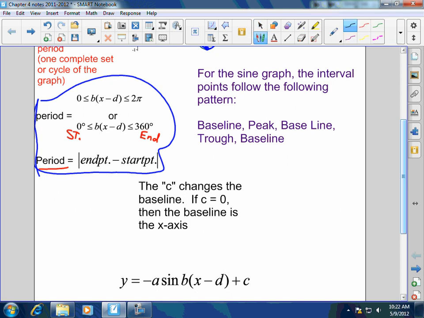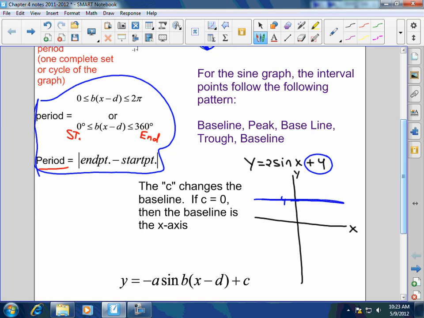So just so you can kind of get a little picture, let's just say I had the sine of x plus 4. Okay? My baseline normally is my x-axis, correct? Now let's say, actually, just so you can really see it, 2 sine of x plus 4. But I have this plus 4. It's not in parentheses, so that means I'm moving it up or down. If it's positive, I go up. If it's negative, I go down. So I'm moving the whole entire function 4 units up. So my new baseline is going to be here at 4.